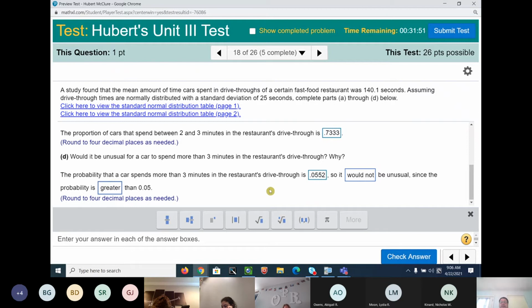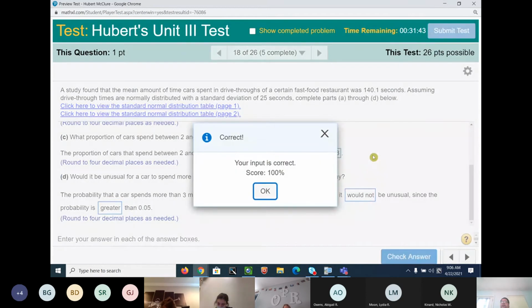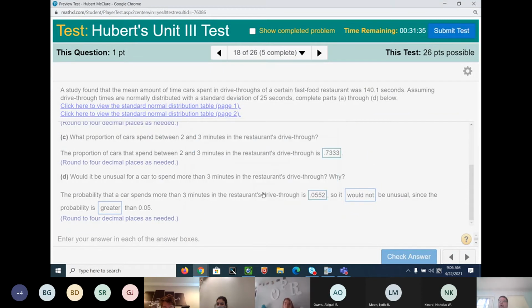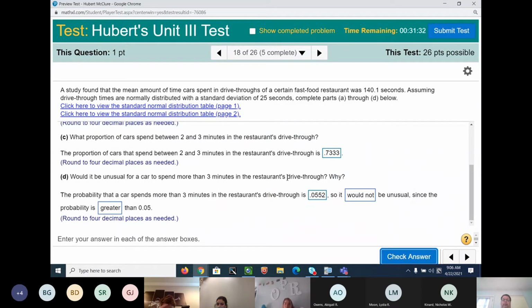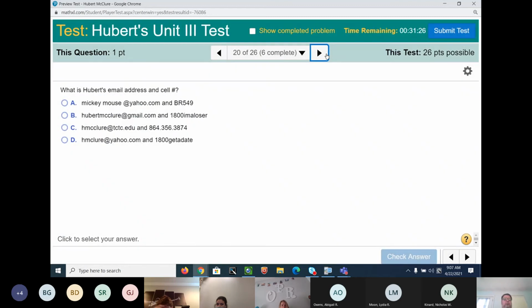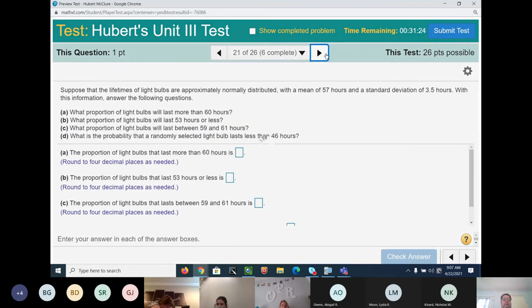0.05. Now I typed in 2 answers with the new calculator and 2 answers with the old calculator. And I got them all right. Does everybody see that? So you should be covered whether you use an old calculator or a new calculator. And y'all saw how different the answers were. Next question. All right, do this one.